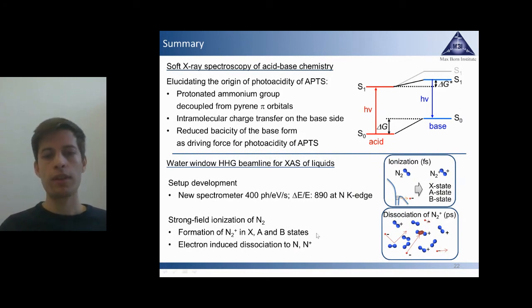And with this performance, we are also quite confident that we can now reach our goal to do measurements in liquid phase, which is of course a bit more challenging, but we have the experience with the flat jet, and I think also the photon numbers now to proceed in that direction.